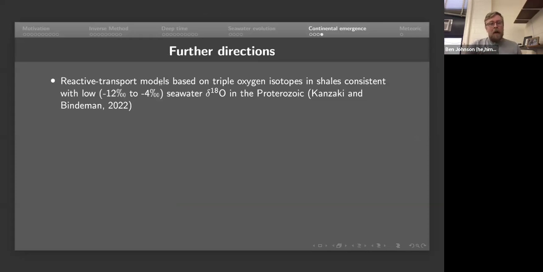There's some other work that's done using some reactive transport models, again, based on triple oxygen isotope measurements in shales, that suggest a relatively low, -12, perhaps evolving to -4 per mil seawater delta-18O in the Proterozoic. This is work from Kanzaki and Bindeman a couple years ago.